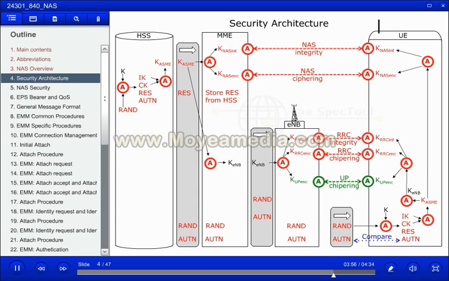The UE will answer to the MME with a calculated RES value. The MME will compare the RES received from the HSS with the RES from the UE. If they match, the UE is authenticated. Please note that the key K stored in the HSS and on the SIM card is never sent anywhere, only parameters derived from it. This is what is handled by PDCP.